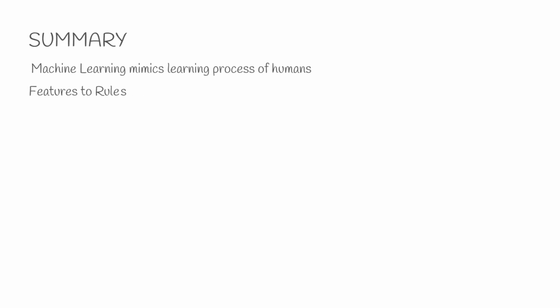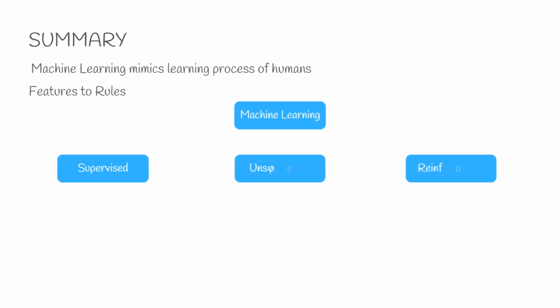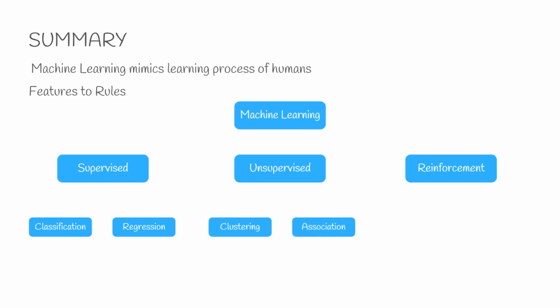So in summary, machine learning is a method that mimics the learning process of humans, where we feed in the features and the machine would make up its own rules to define them. We have three main categories: supervised, unsupervised, and reinforcement. Supervised is where we label the data, unsupervised where the data is not labeled, and reinforcement is based on a reward system. Within supervised, we have classification and regression problems. And with unsupervised, we have clustering and association problems.